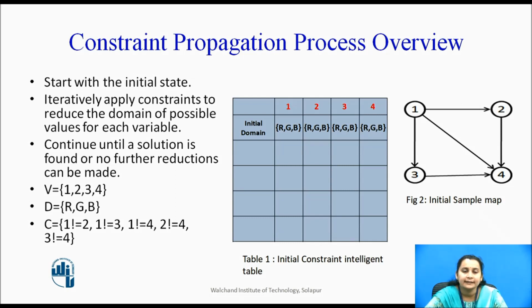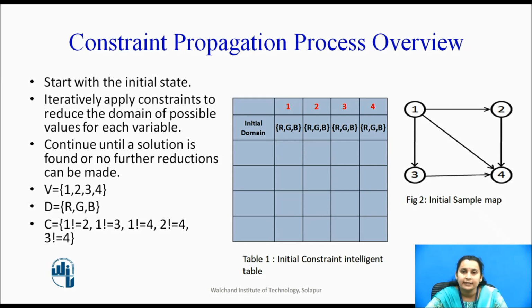So here we are starting from the initial state. Iteratively we are applying constraints to reduce the domain of the possible initial domain. What is the initial domain for each node? It is all the 3 colors: red, green and blue. Initially all the nodes are uncolored, which means at every node we can assign any color from these 3. It continues until a solution is reached where all regions are assigned a color.